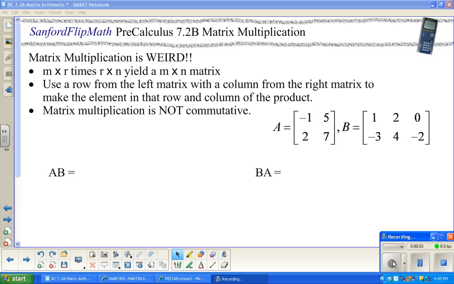Welcome to SanfordFlipMath. This is PreCalculus. We are working through the Demana, Waits, Foley, Kennedy book. We are in Chapter 7. This is 7.2b, matrix multiplication.